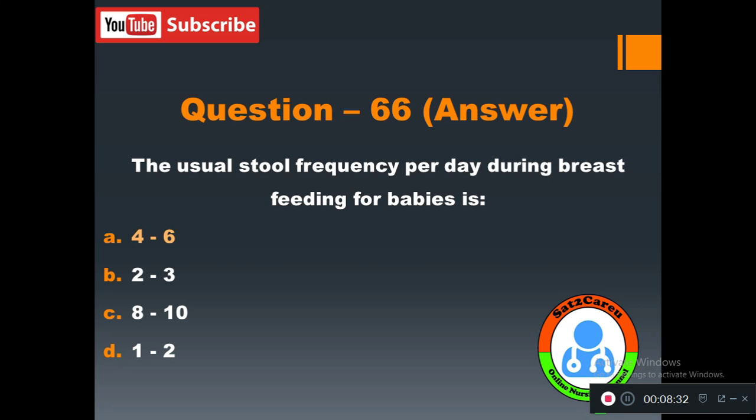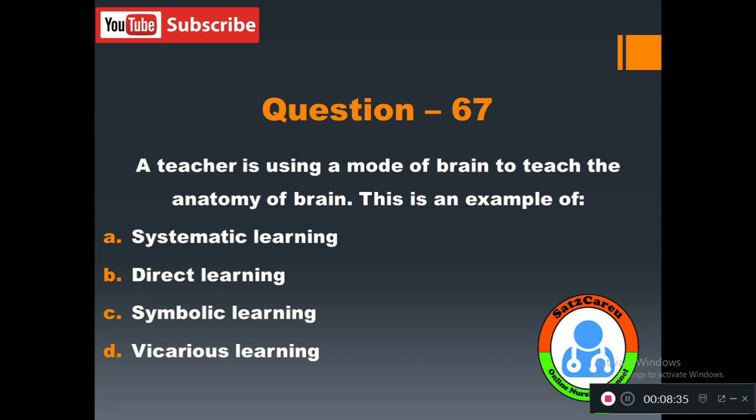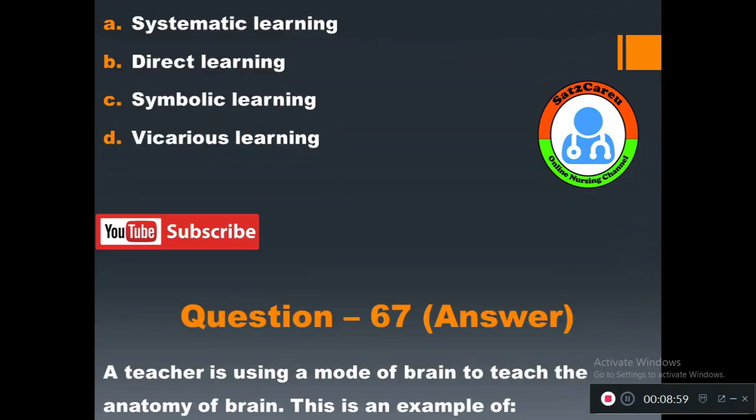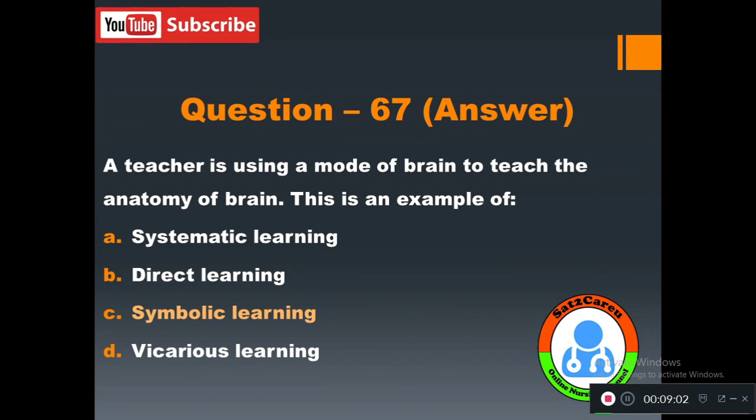Question number 67. A teacher is using a model of the brain to teach the anatomy of the brain. This is an example of option A systematic learning, B direct learning, C symbolic learning, and D vicarious learning. The right answer is C, symbolic learning. Use of a model of the brain to teach something comes under the symbolic learning method.